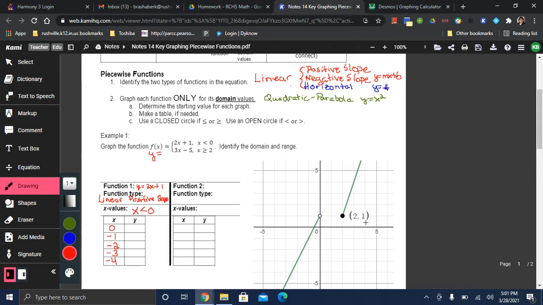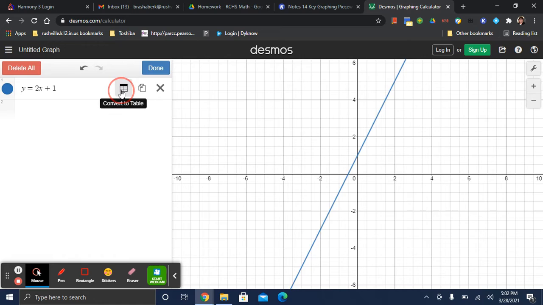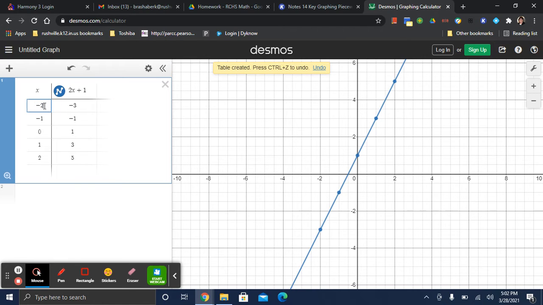Now, this is not going to get you the graph that you see here. This is just to help you out with your table values. So remember, it's y equals 2x plus 1. And then you could go to the gear, get your table. And if you have to complete a table, remember we started with 0 and then -1 and -2 and -3.